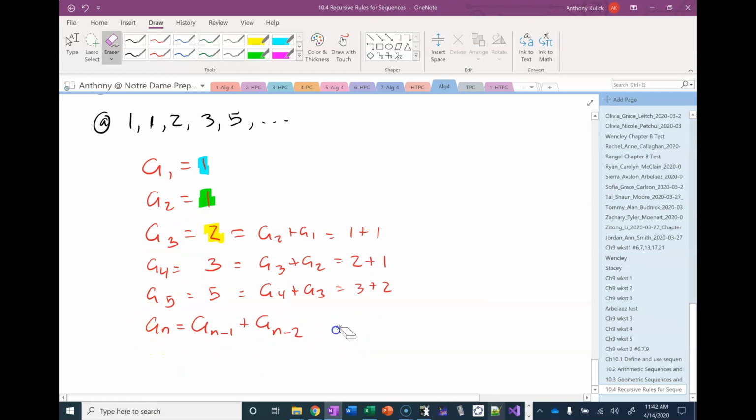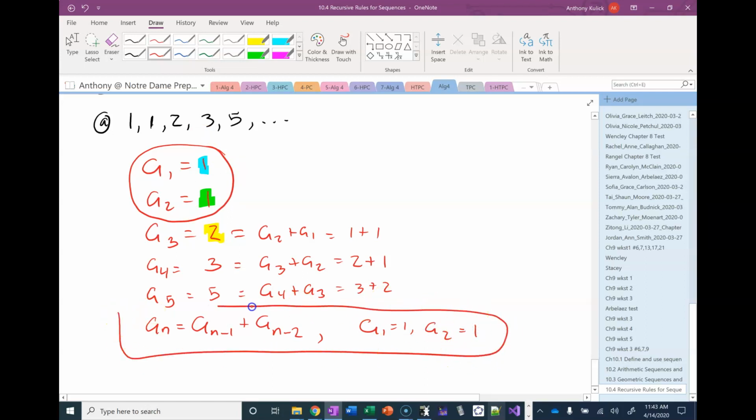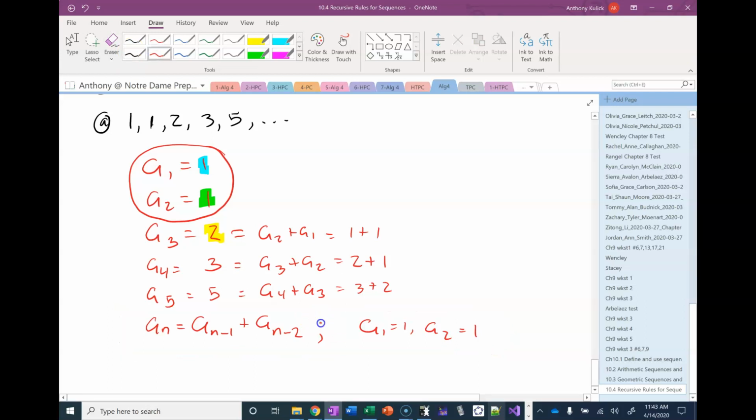However, we're not done. I shouldn't have boxed that because I need to also give the initialization. Because this formula requires not just the previous term, but also the term before that, we actually need 2 starting values, so we need the first 2 terms in our sequence. So I need to give that. So this would be my formula.